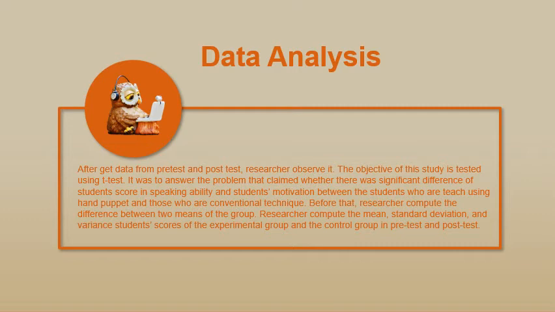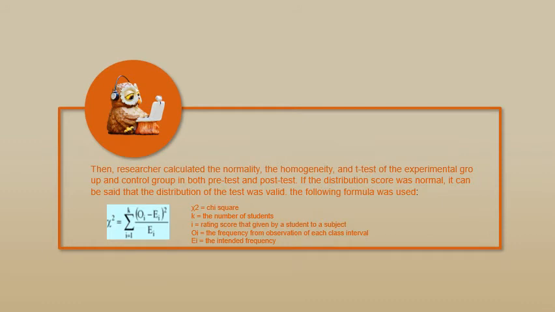Before that, the researcher computes the difference between two means of the group. The researcher computes the mean, standard deviation, and variance of student score of the experimental group and the control group in pre-test and post-test. Then the researcher calculates the normality, the homogeneity, and t-test of the experimental group and control group in both pre-test and post-test. If the distribution score was normal, it can be said that the distribution of the test was valid.